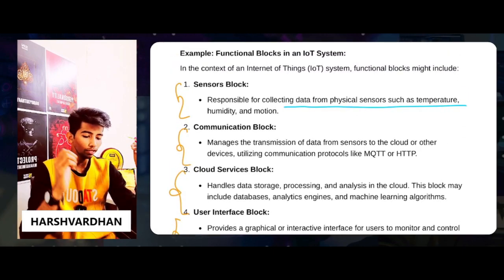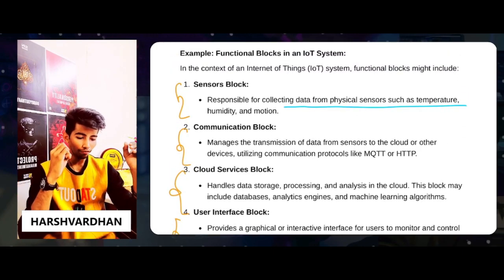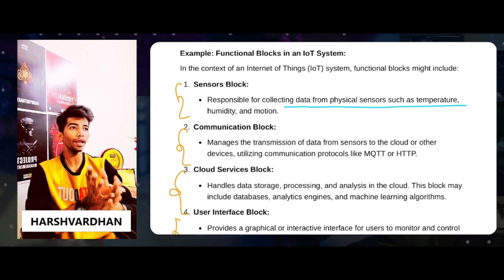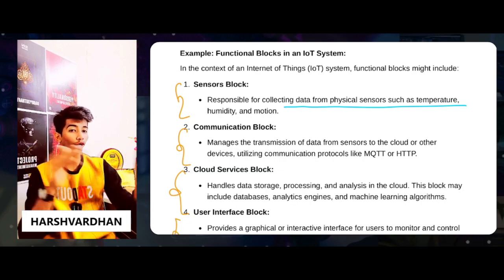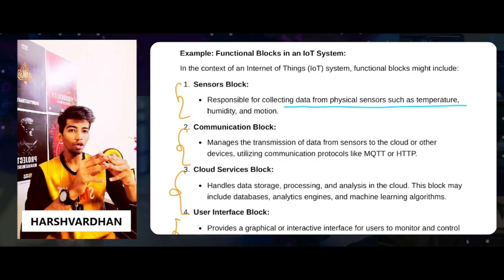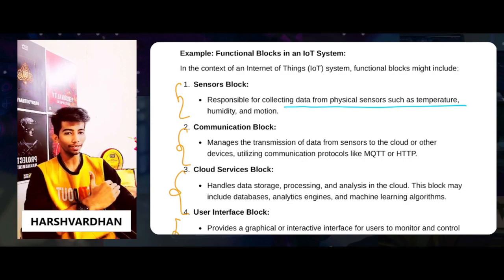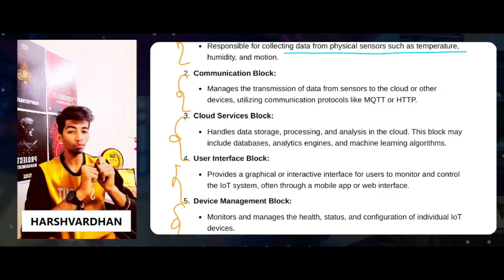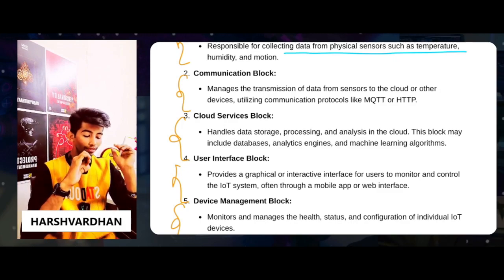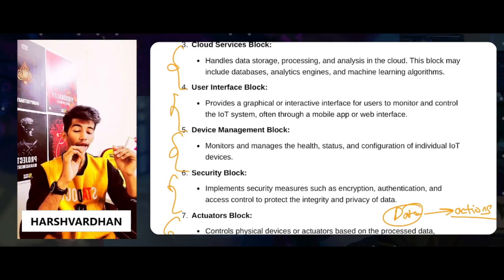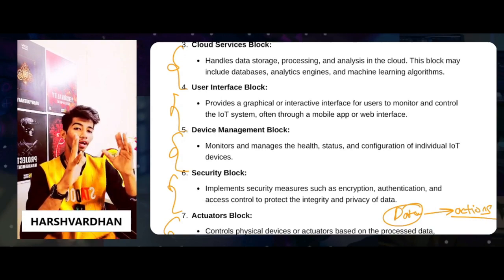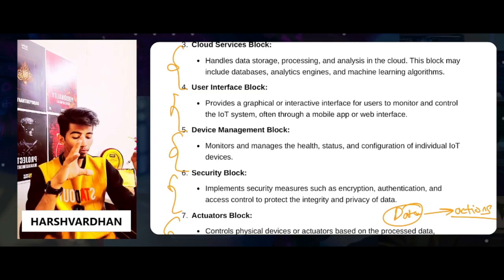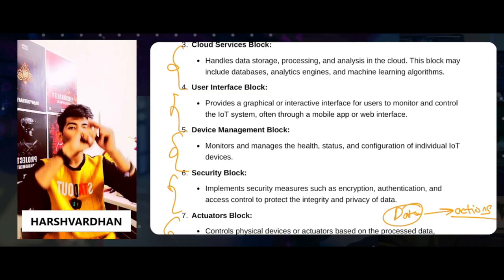So what is happening? The sensor block is there to get the data from the environment. The communication block is there to go over a network, so this particular data is circulated over that network. Then the cloud service block is responsible for storing that data, and the user interface block is responsible for providing the data on the UI. The device management block helps to monitor and manage all kinds of health status and configuration of individual devices. Then the security block implements all kinds of security measures on the complete system.